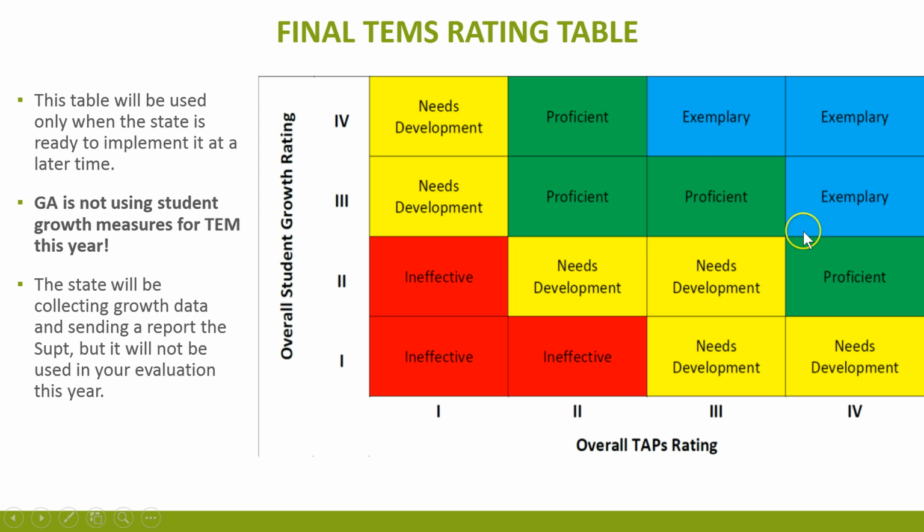When this is in operation, you'll see across the horizontal axis, levels 1, 2, 3, and 4, the TAPS ratings, that's how they're scored now in levels 1, 2, 3, and 4. And on the vertical axis, you will see the student growth, levels 1, 2, 3, and 4. That's calculated, and this is calculated. Two separate measures, and wherever they meet on this chart is what your overall evaluation or your TEM score will result in.